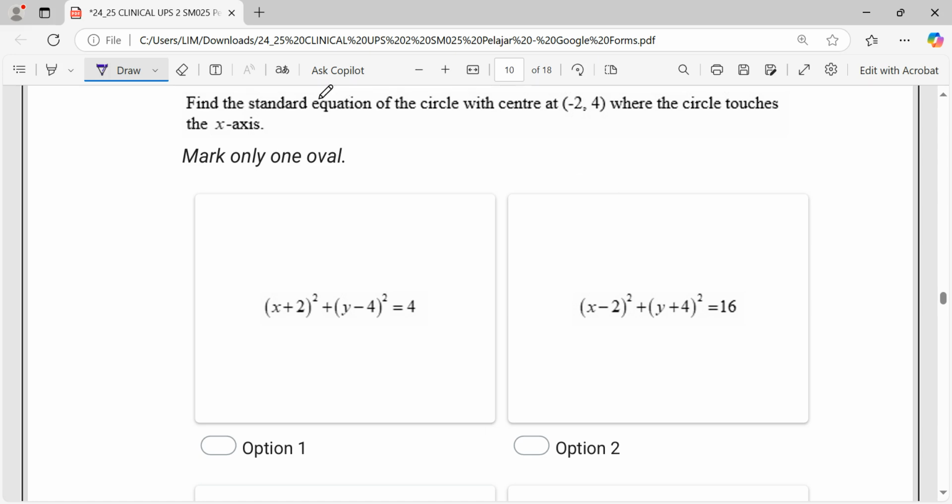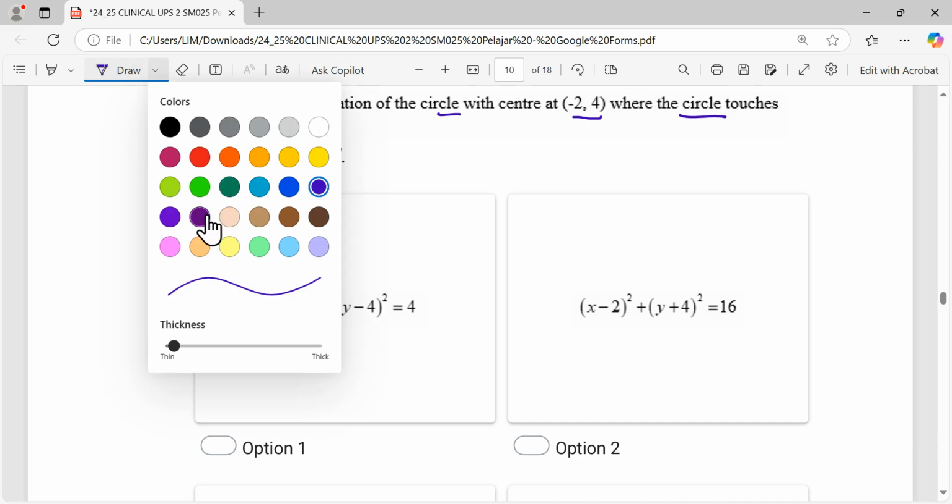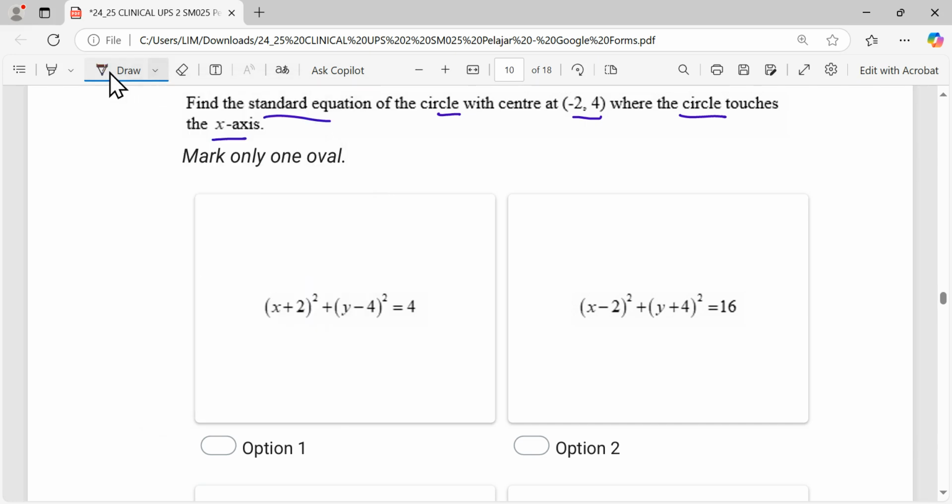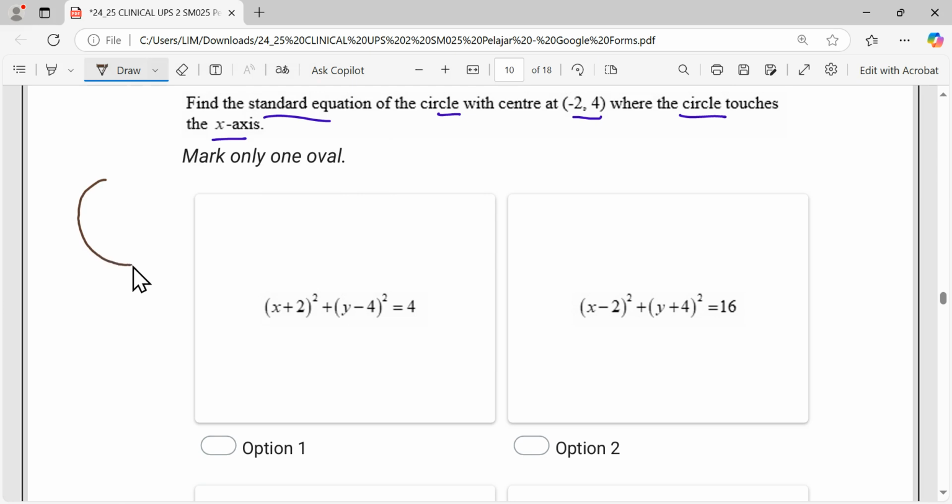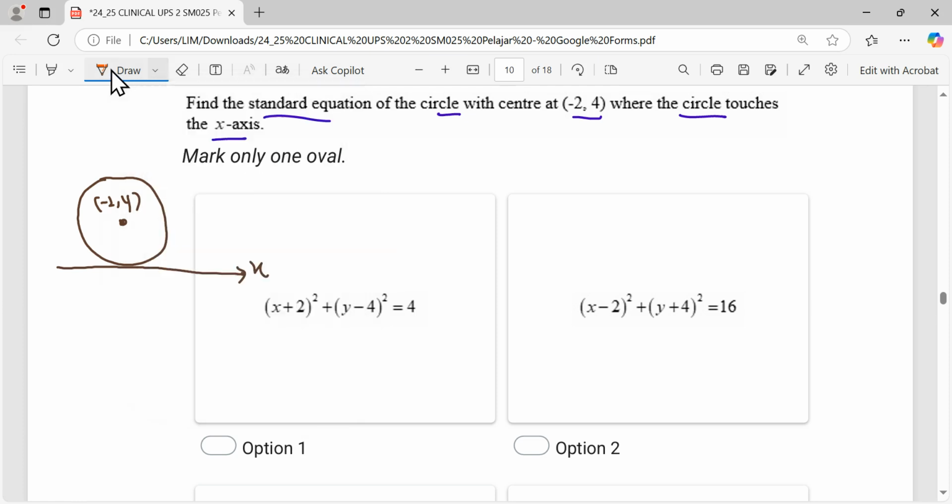And then find the standard equation of the circle with the center where the circle touches the x-axis. Alright, so we can sketch this diagram. This is your circle and the center is given as negative 2, 4. When it touches the x-axis, indirectly they want to tell you what your radius is. So what is your distance here?